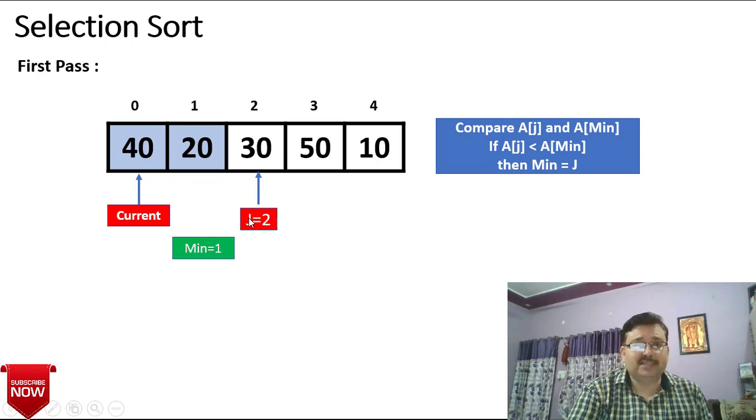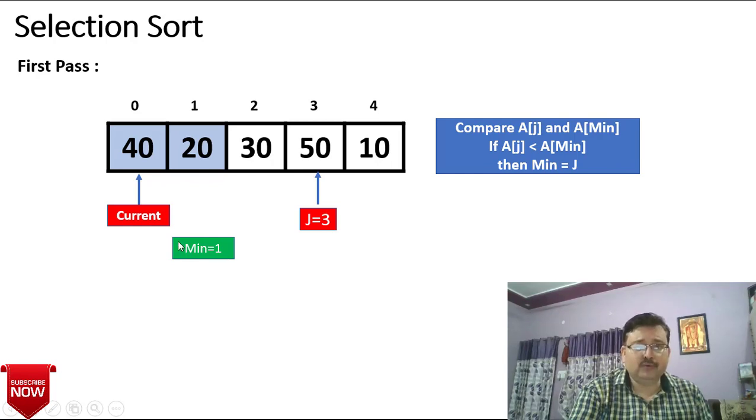So now in the second step, compare aj with the minimum, and aj is not less than 20. So it is in order, and there is no need to change the variable minimum. Now again increase j to 3. Here, at A3, is aj less than the minimum? No, it is greater than the minimum value, that is 20. No need to change the minimum.